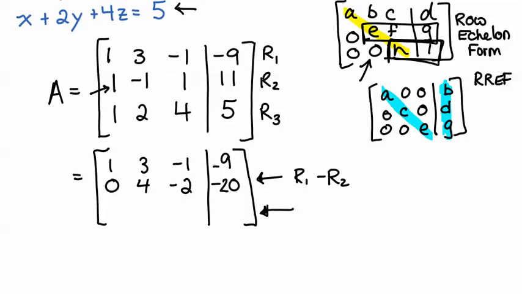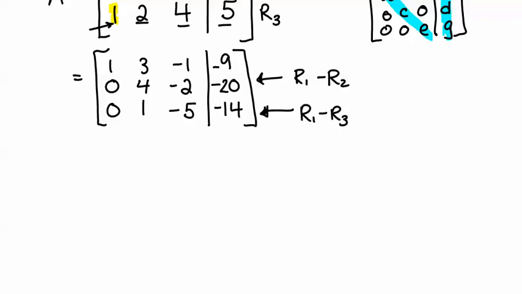And then I'm just going to go ahead and do 2 steps in one. I'm going to do something to row 3. So my next goal is I want to make that a 0. So I'm going to do the same thing I just did. I'm going to do row 1 minus row 3, because I know 1 minus 1 is going to equal 0. 3 minus 2 is going to equal 1. Negative 1 minus 4 will equal negative 5. Negative 9 minus 5 will equal negative 14. Cool, so I just got these two to be zeros.